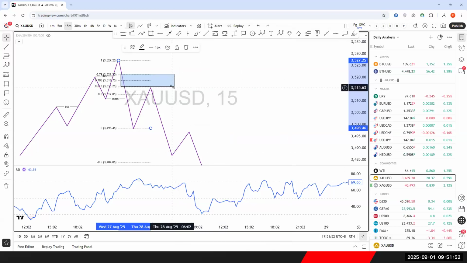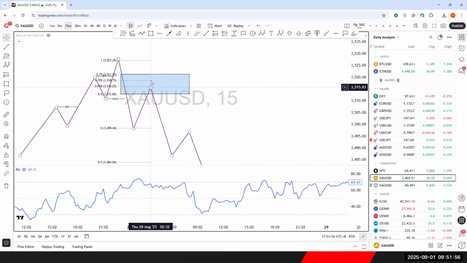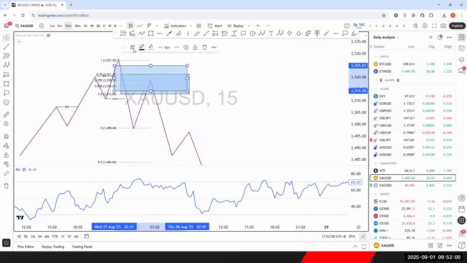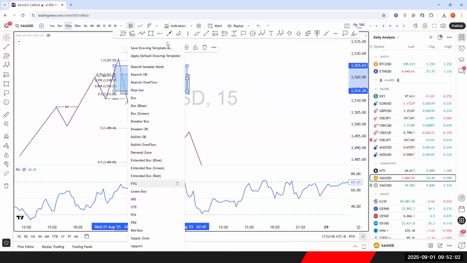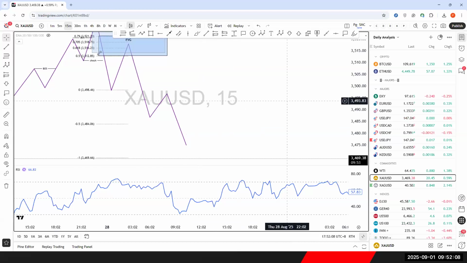Okay, so this could be the zone to add in. Within the zone here, sometimes there is an OB, there is an FVG within the zone. So you wait for price to pull back and then you're gonna sell. And after that, what do you see?